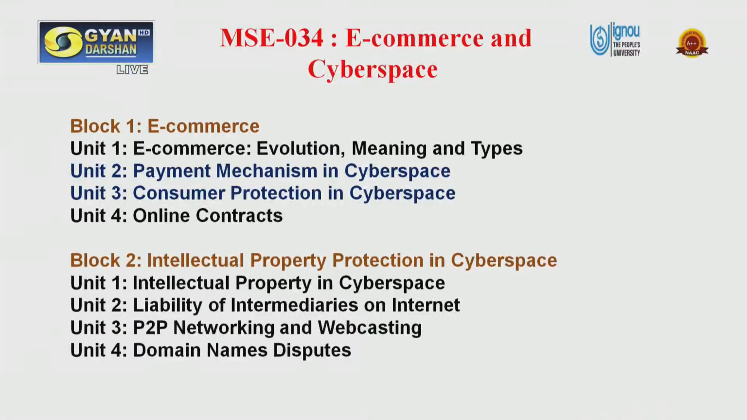So friends, the program structure we are discussing here is the course MSE 034, that is E-commerce and Cyberspace. This course consists of two blocks. Block 1 is E-commerce, which consists of 4 units: Unit 1, E-commerce, Evaluation, Meaning and Types, and Unit 2, Payment Mechanism in Cyberspace, which we will be discussing today in detail. Consumer protection in cyberspace we will be discussing in the next session. In the forthcoming session, we will discuss in detail Unit 4, Online Contracts, and Block 2, Intellectual Property Protection in Cyberspace.